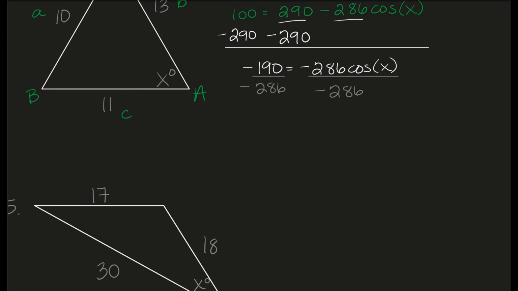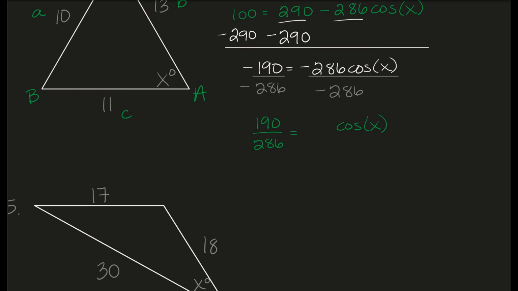So now I have a negative over a negative gives you a positive. So I have 190 divided by 286 equals cosine of X. Now here you want X by itself because we want the value of the angle. We don't want cosine of the angle. So you have to think, well, cosine is a function. So you can't just move it, erase it.